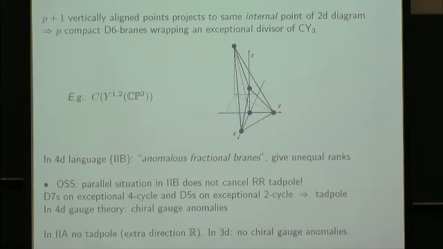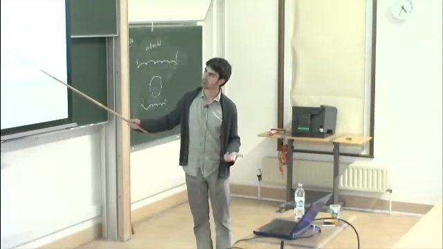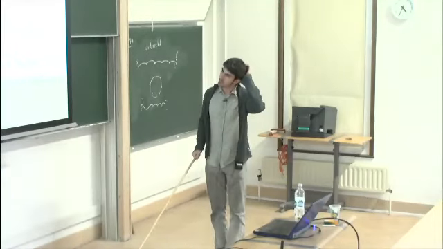However, what happens is that we get a tadpole, because there is some Ramond-Ramond flux, which is generated by these branes, that is not cancelled. And this, in the four-dimensional gauge theory, corresponds to the fact that if we change the ranks of the gauge groups in the quiver, we get chiral gauge anomalies. So we have some inconsistent configuration on both sides. For this reason, these are called anomalous fractional branes.